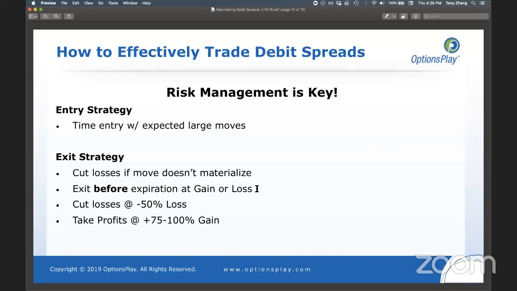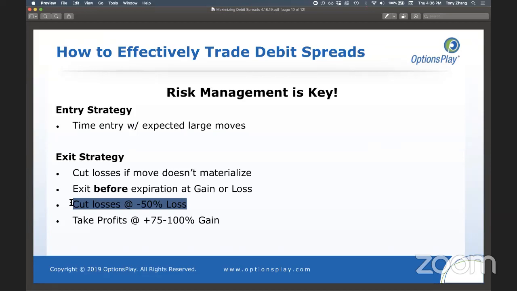Now, with debit spreads, or with buying any options, the general rule of thumb is that you always want to exit the trade before expiration. Unlike selling options, where you want to hold it to expiration, when you're buying options you want to sell it before expiration. So the rule of thumb here is that if it doesn't hit your target price, or it doesn't materialize and the stock hasn't moved enough, you generally want to cut your losses where you've lost anywhere from 50% of the price that you've paid for that vertical spread.